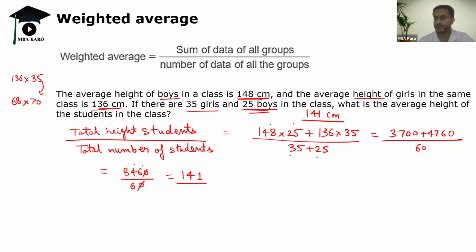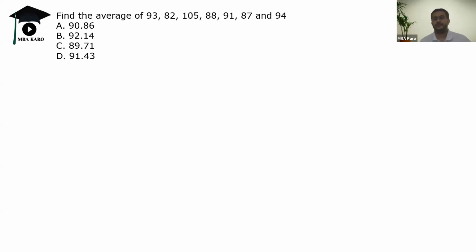Now there is a reverse process of weighted average which is called alligation, which we will learn in a separate class. All right. So now we have understood the concept behind it, right? Let us now solve questions based on it. So let's start with a very simple thing.